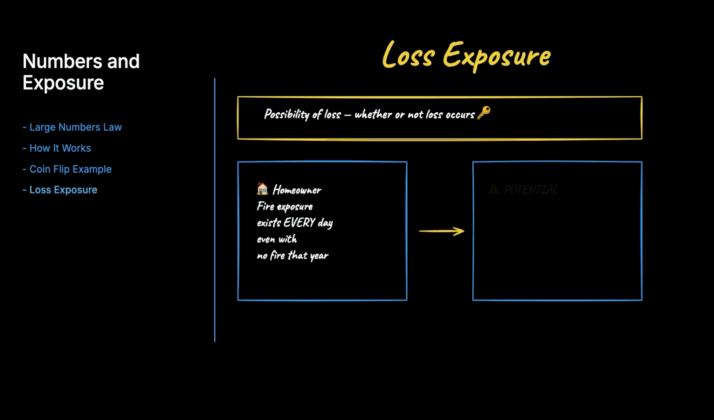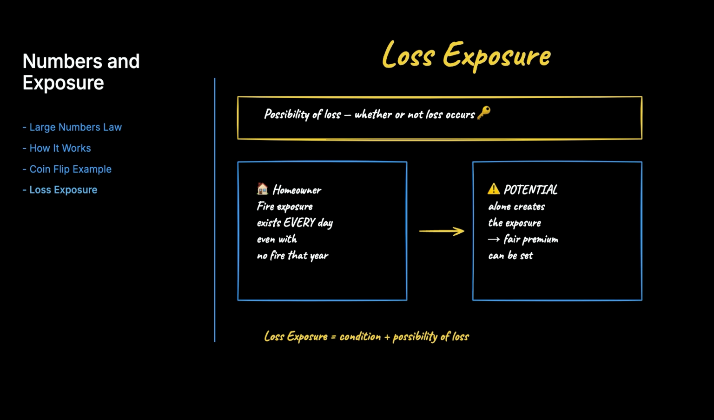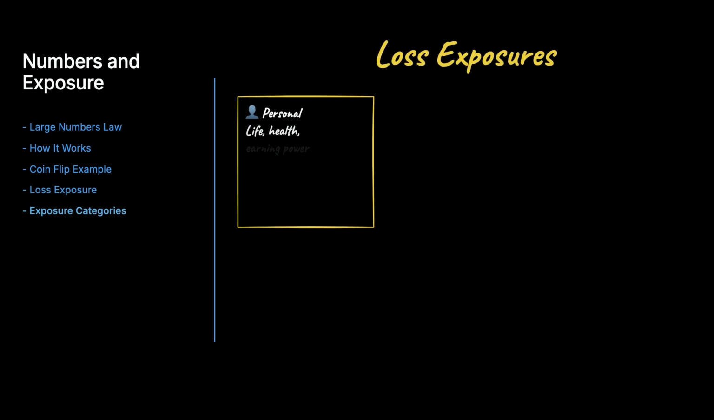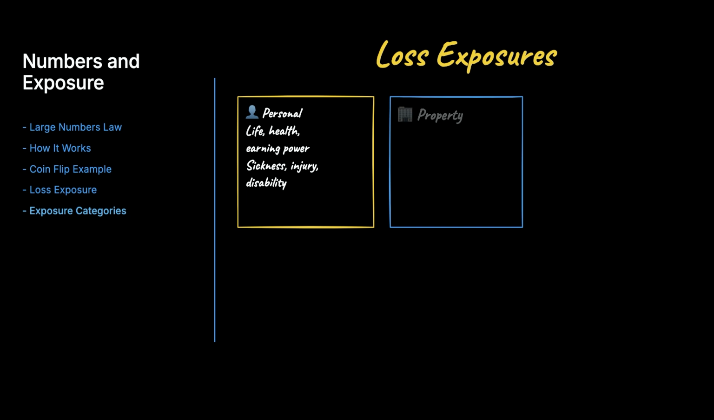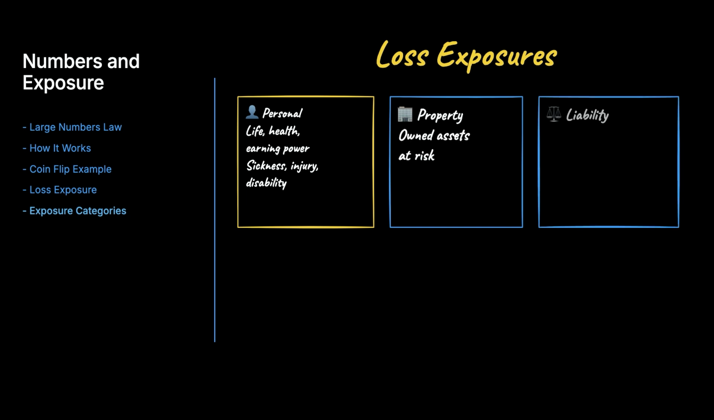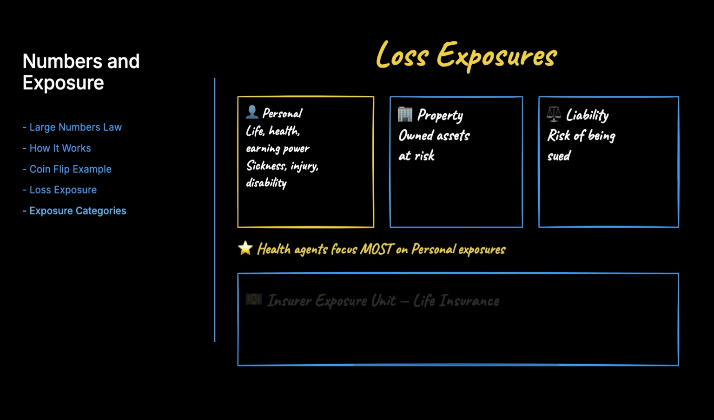A loss exposure is any condition or situation that presents the possibility of a loss, whether or not a loss actually happens. A homeowner has a loss exposure to fire every single day, even in years when no fire occurs. The potential alone creates the exposure. There are 3 classic categories. Personal loss exposures threaten a person's life, health, or earning power, like sickness, injury, and disability, and these matter most to a health agent. Property exposures involve owned property, and liability exposures involve being sued.